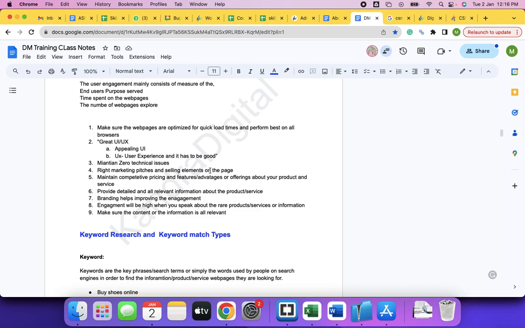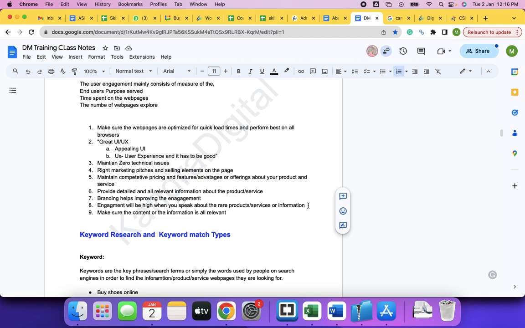It has already been communicated in the question itself, right? So provide detailed and all relevant information about the product or service. Again, branding helps improve the engagement. Yes, okay. Engagement will be high when you speak about rare products or services or information.